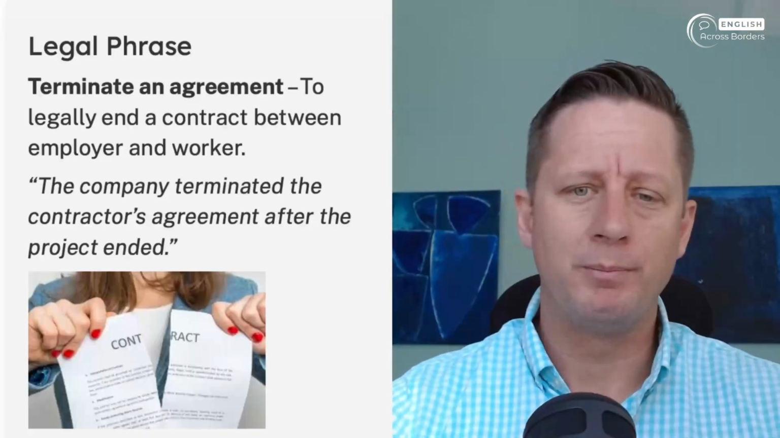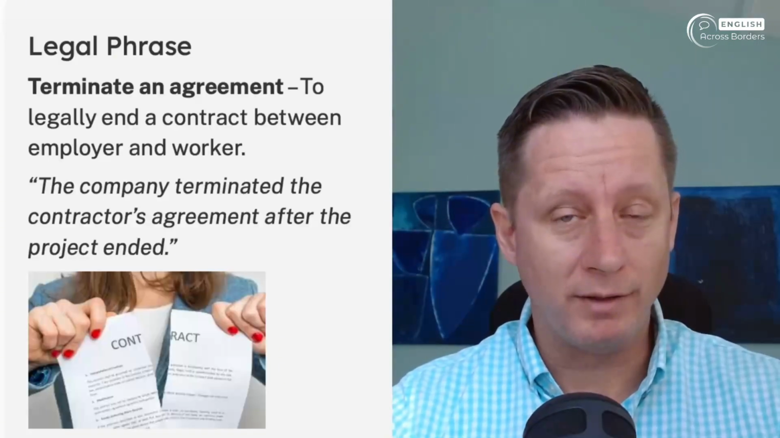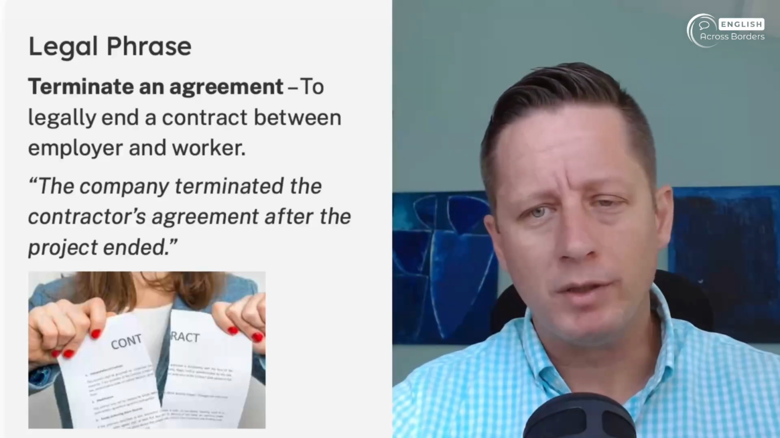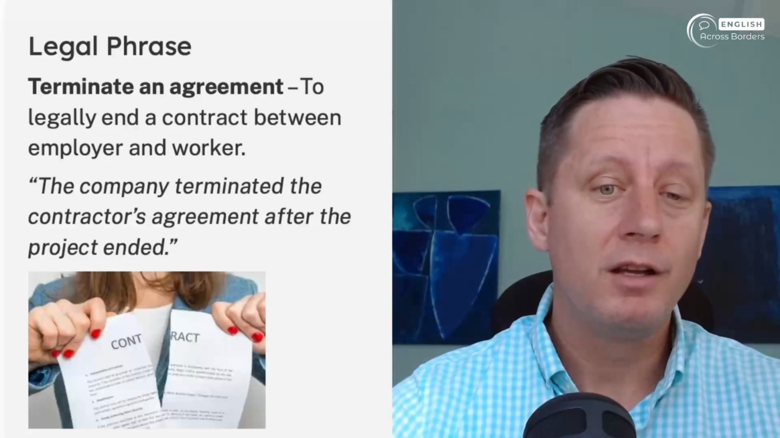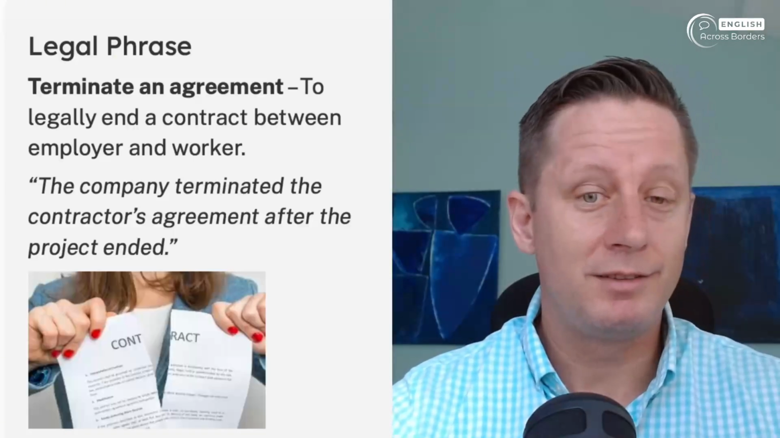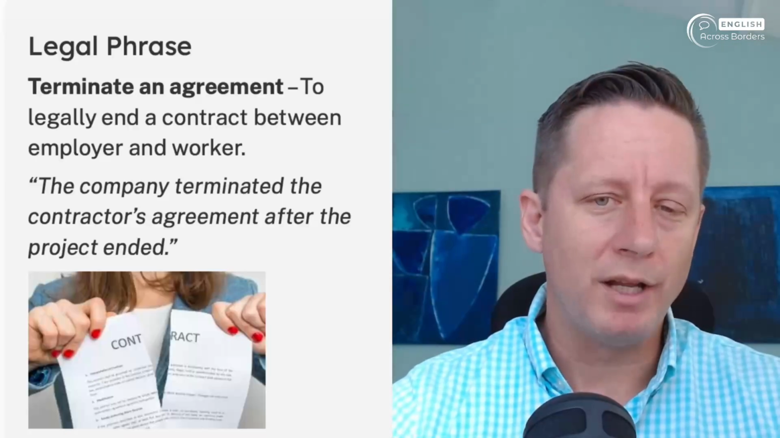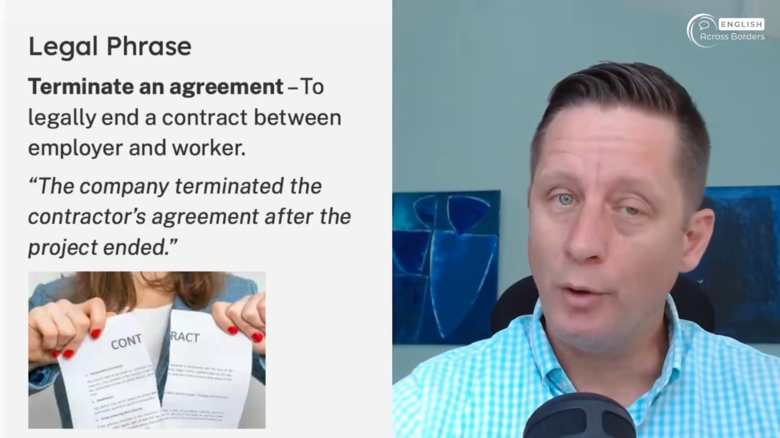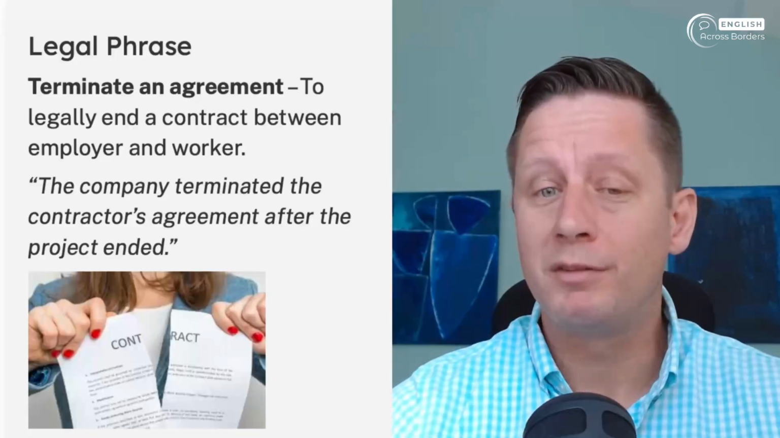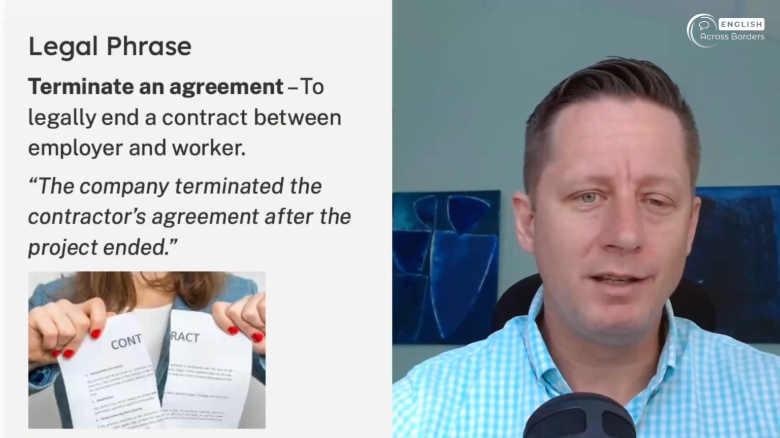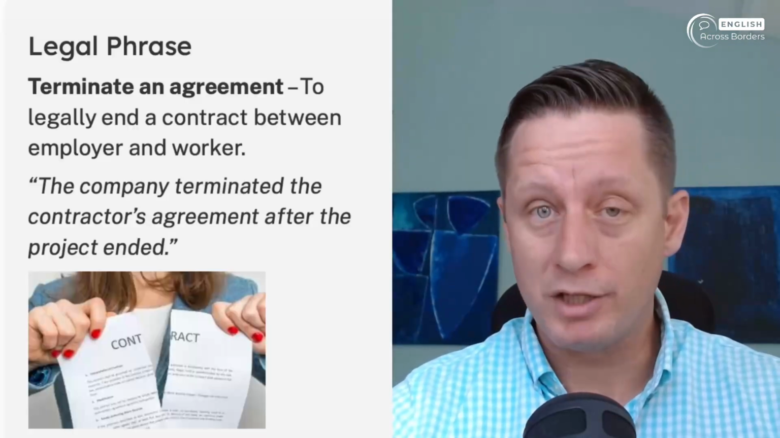Let's look at a story. A software developer works as a contractor for 6 months. When the project is complete, the company terminates the agreement. And the lawyer explains, termination for contractors is simple. The project ends. But for employees, termination is more complex, with notice periods and possible claims for unfair or wrongful dismissal. This phrase is key to explaining the difference between employment and contracting relationships.